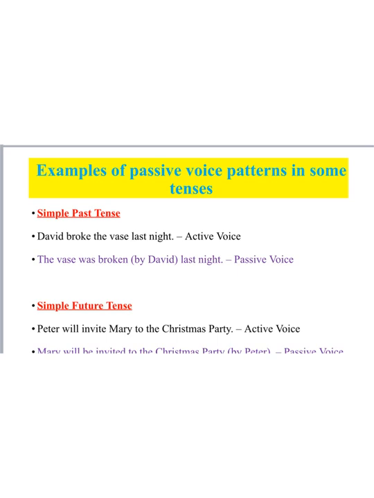Okay, the last one is simple future tense. One example in active voice. Peter will invite Mary to Christmas party. The passive voice of this sentence pattern is Mary will be invited to the Christmas party by Peter, but by Peter is optional.